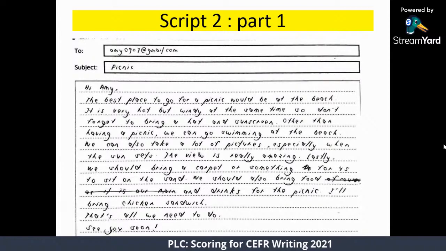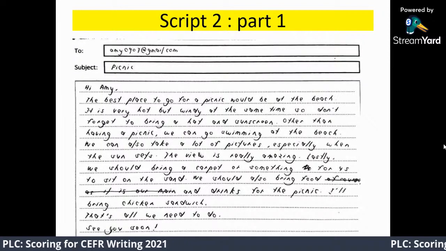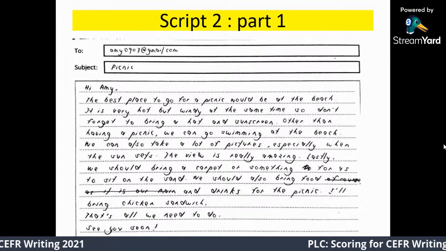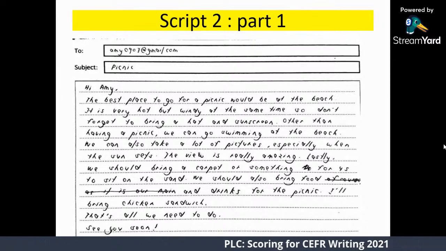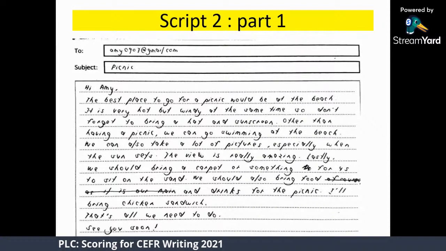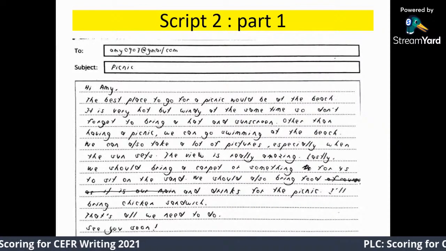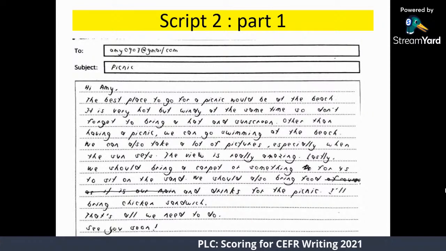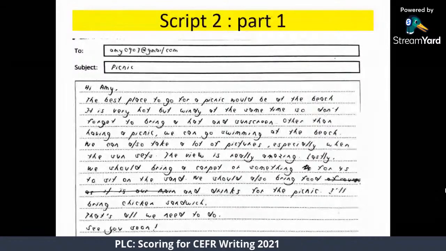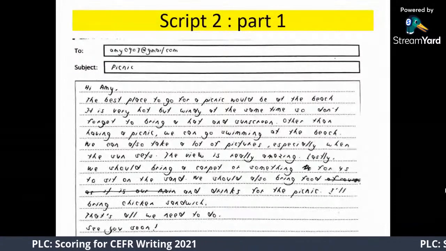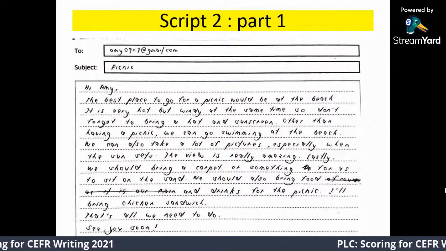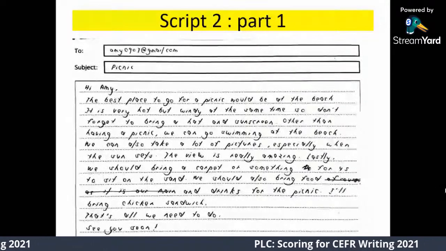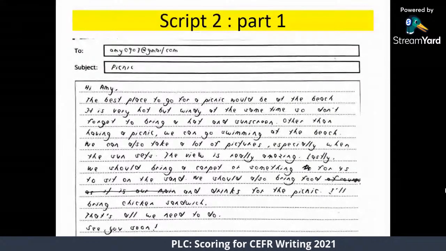Number 2, done. Other than having a picnic, we can go swimming. So that is the idea of activity to be done. Okay. We can also take a lot of pictures. Activity. Beautifully written, so there isn't much glaring error. Lastly, we should bring a carpet or something for us to sit on the sand. Okay, maybe they wanted to say a mat, a picnic mat, but they said carpet. But it's okay, it could be a first draft slip.